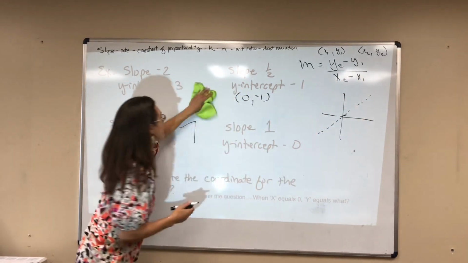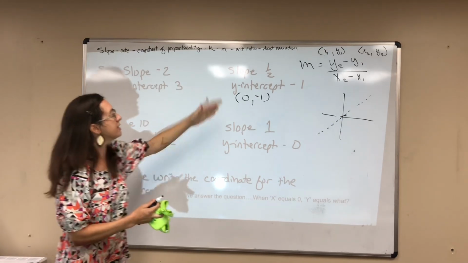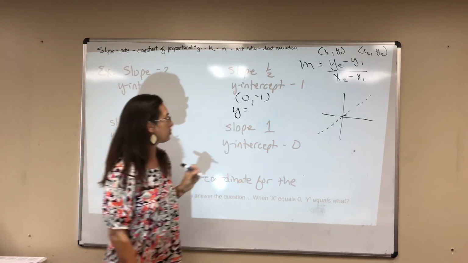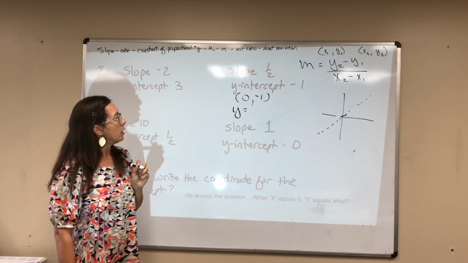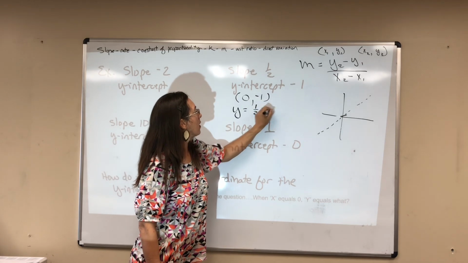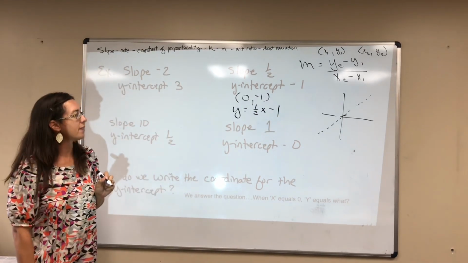Right? So how would we write this equation? In which form? Y in slope intercept. We're just doing slope intercept. It'd be y equals 1/2 x minus 1. Perfect. Y equals 1/2 x minus 1.